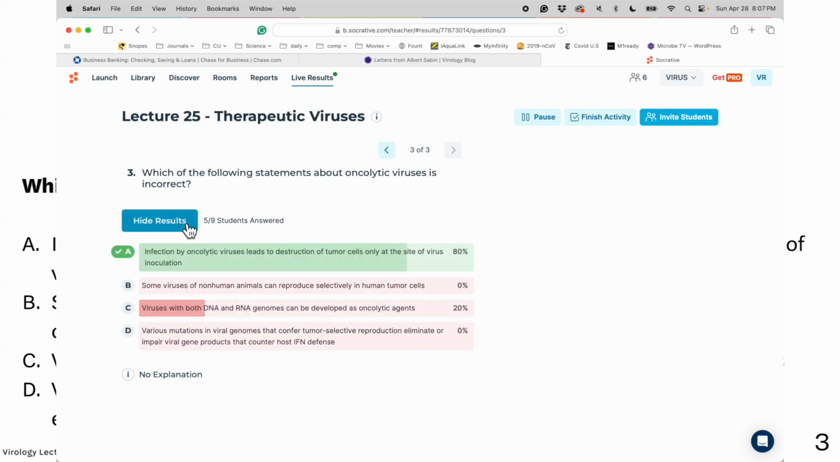So 80% of you got number 1, which is correct. The infection leads to destruction only at the site of inoculation. Remember the abscopal effect. This immune activation can lead to destruction elsewhere. And the only other answer that was picked is number C, viruses with both DNA and RNA genomes can be developed. Absolutely. So measles virus, herpes virus, an RNA and a DNA virus that are being developed.